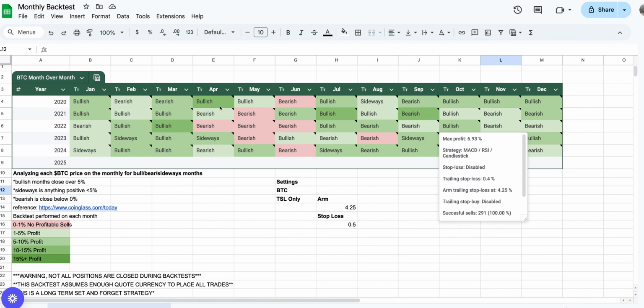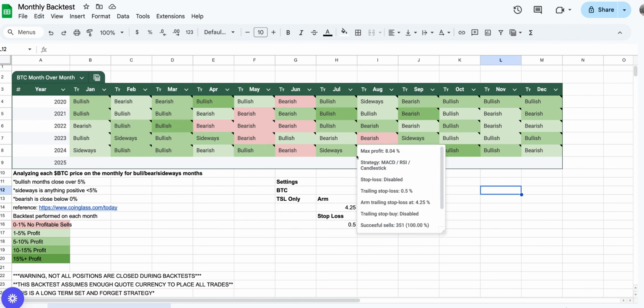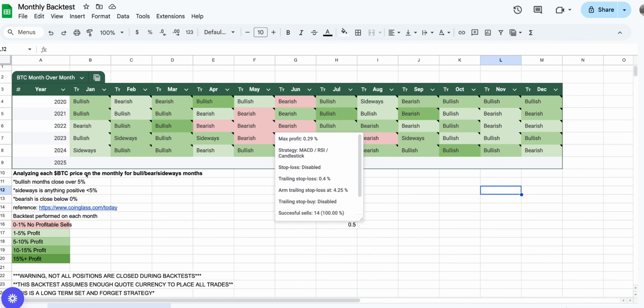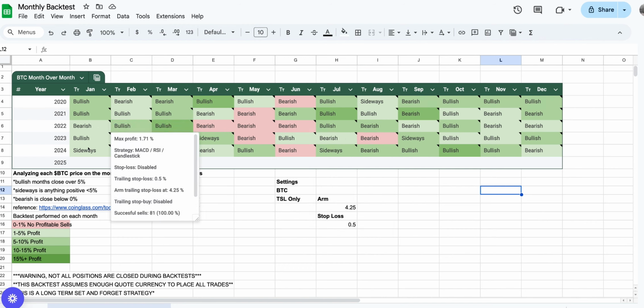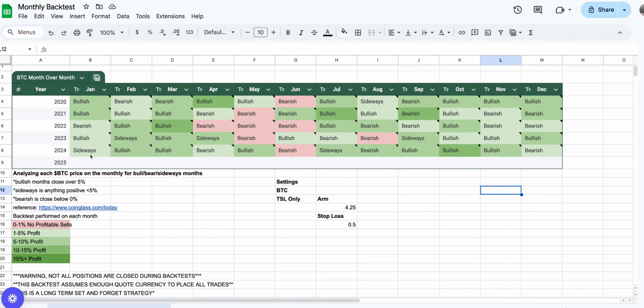What you'll notice is that it's pretty consistently posting gains over 5%, even in bearish and bullish sideways months. Sometimes, like this one you see here, it's 1.71%. So barely clawing or catching on, but it's still working.